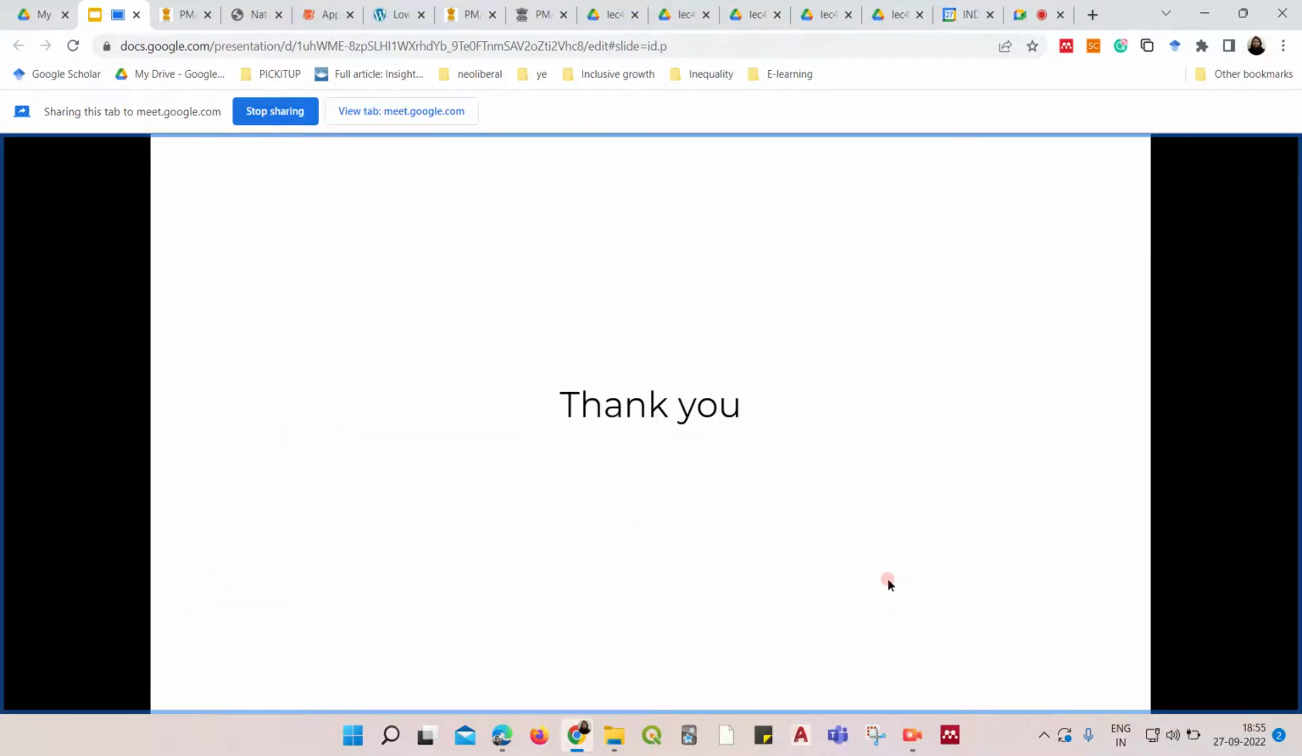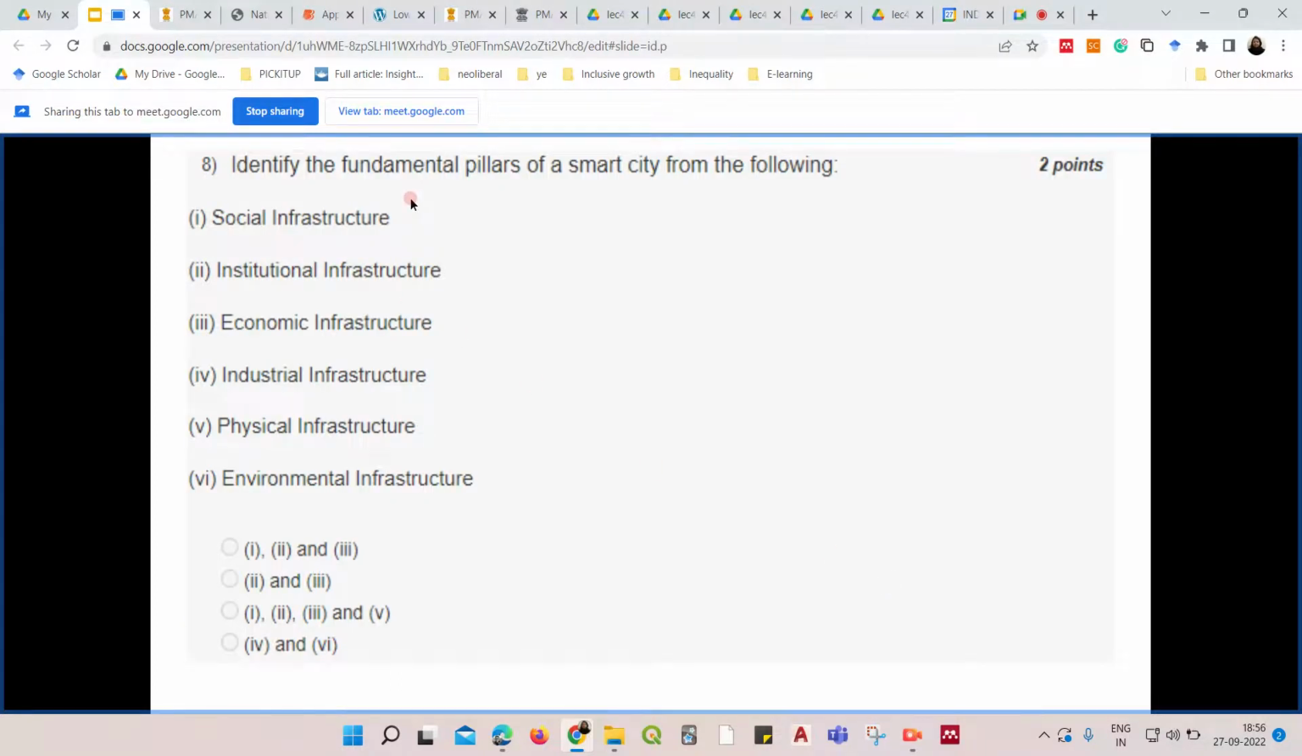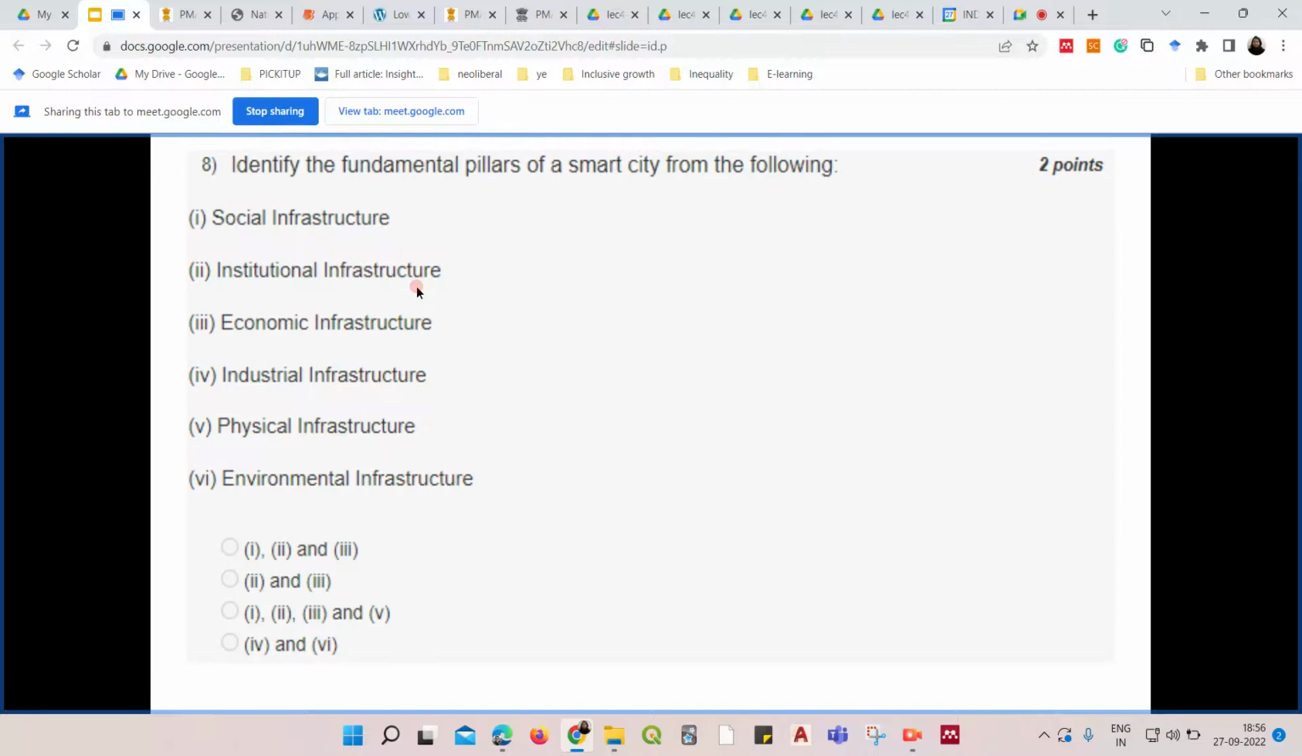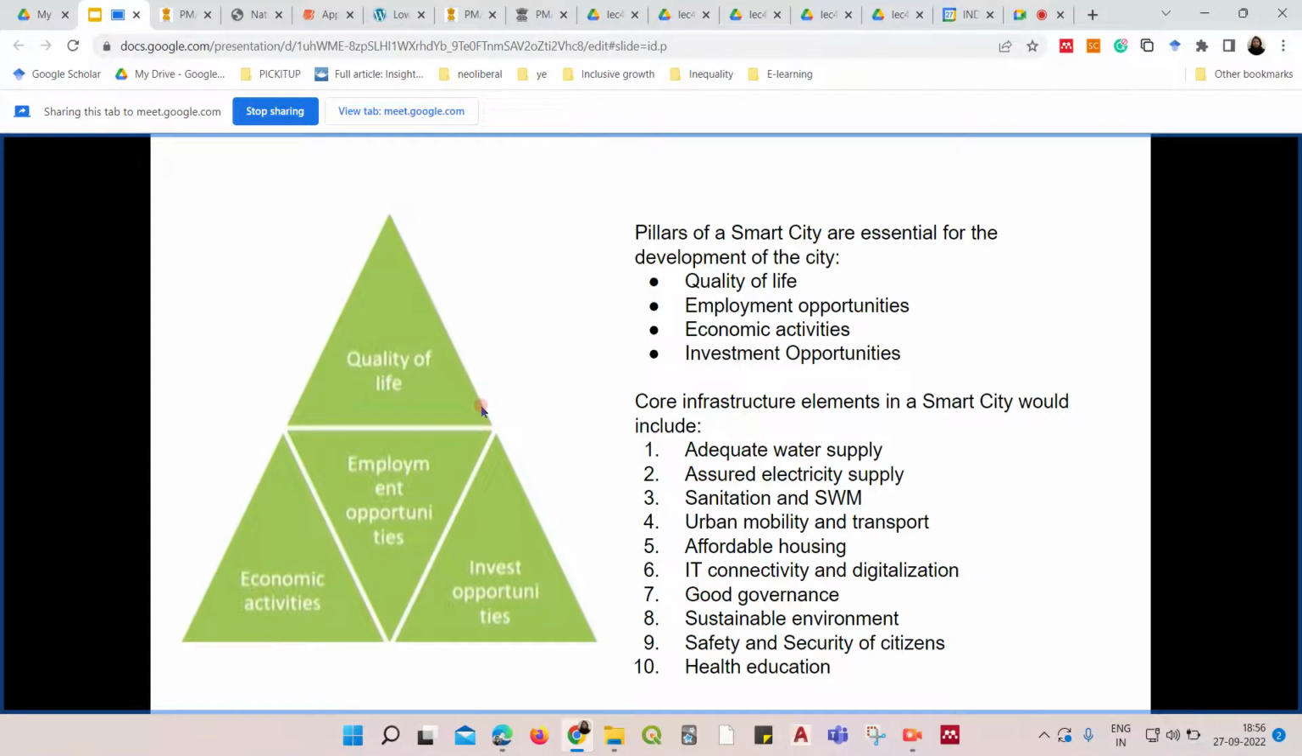Then good governance comes under social infrastructure and institutional infrastructure. Then sustainable environment, it can come under social infrastructure or even physical infrastructure. Then safety and security of citizens, it can be covered by social infrastructure, physical infrastructure, and so on. And then health and education. So these are again covered by social infrastructure.